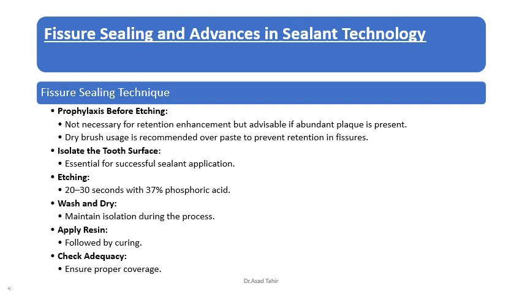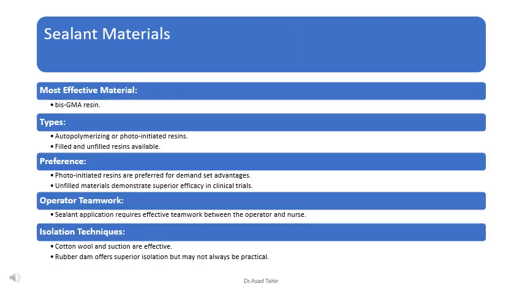Check adequacy. Make sure the sealant covers the fissures properly. These steps ensure that the sealant is applied effectively and provides the best protection against cavities. Sealant materials and application techniques. Sealant materials. Most effective material, BIS-GMA resin, is considered highly effective.